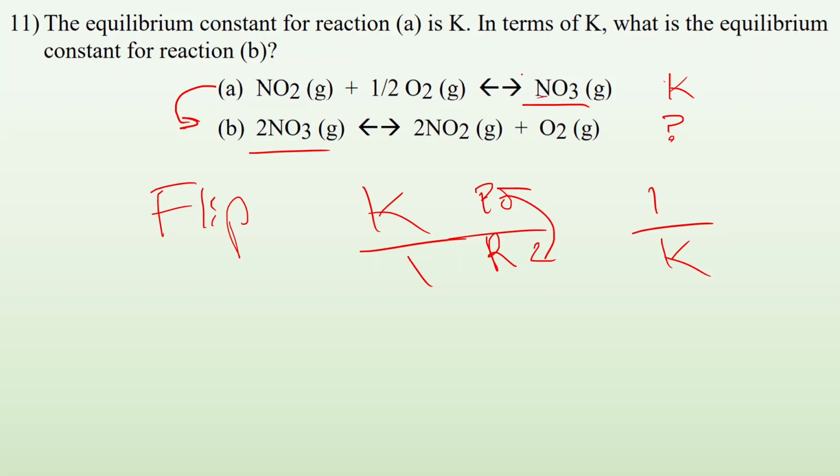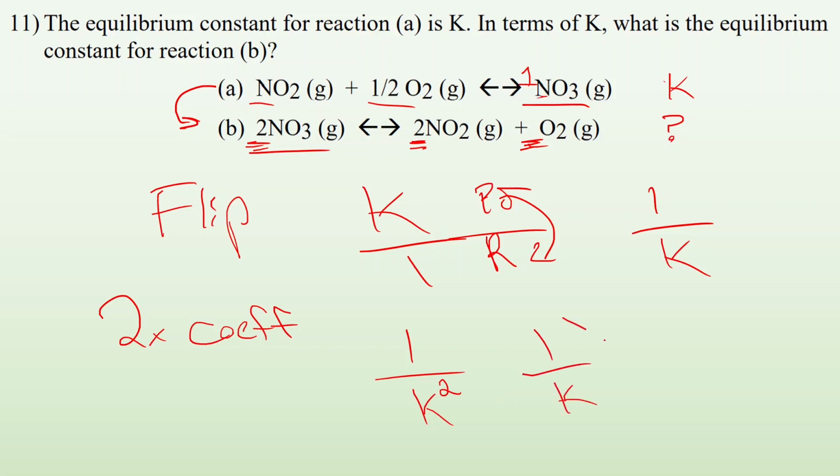And then I also went from only having one NO3 to 2 NO3s, and you can see the same thing happened to the coefficients of the other stuff. We had 1 NO2, now we got 2. We have half an O2, now we have a full O2. So if we doubled the coefficients, remember that the coefficients became the exponents. So now the exponents get doubled, which means we square it. So it's really 1 over K squared. Or it's the same thing as saying 1 over K and then that whole thing gets squared. Either is acceptable, but this would be the answer.